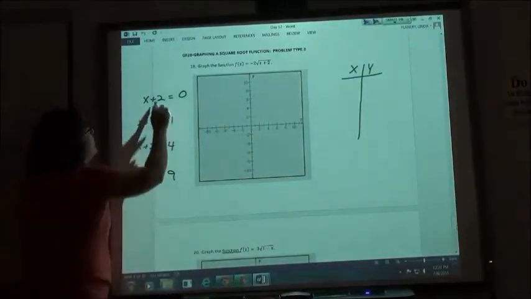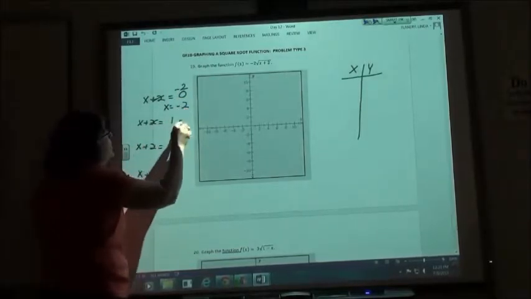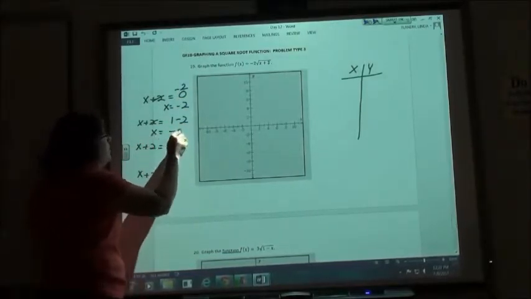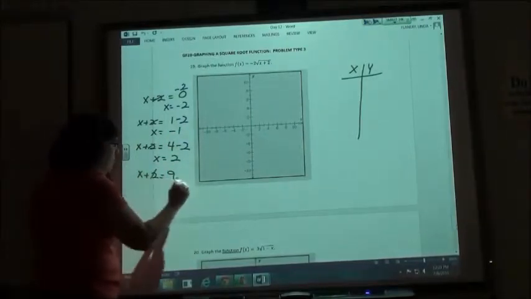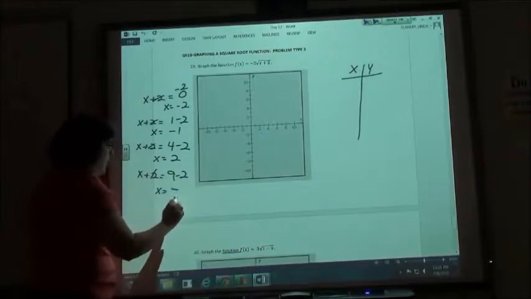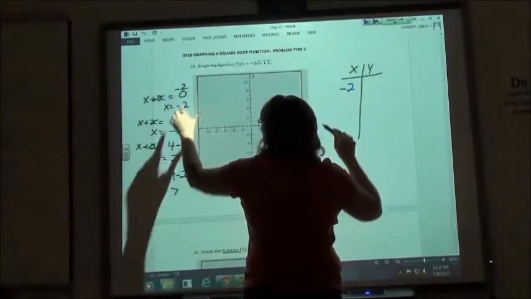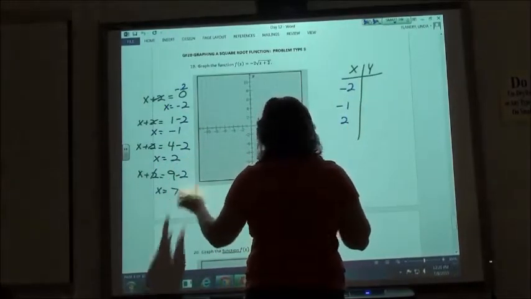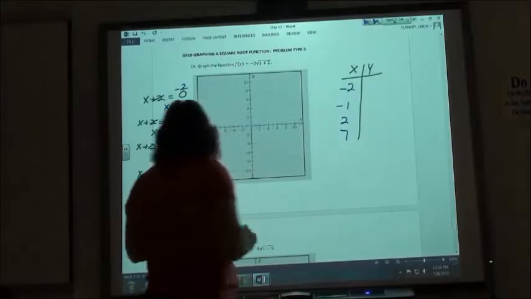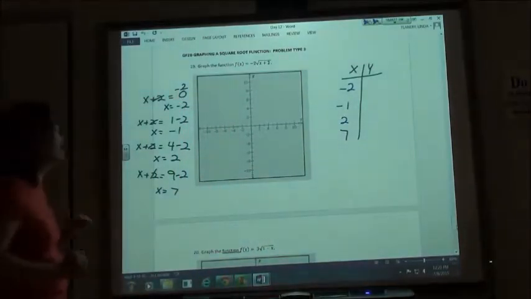So here, I'm going to minus my 2. Here I'm going to minus my 2. Here I'm going to minus my 2. And here I'm going to minus my 2. So in my table, I'm going to use -2, -1, a +2, and a +7. That's going to give me values that come out nice so I can plot my points and do my graph.